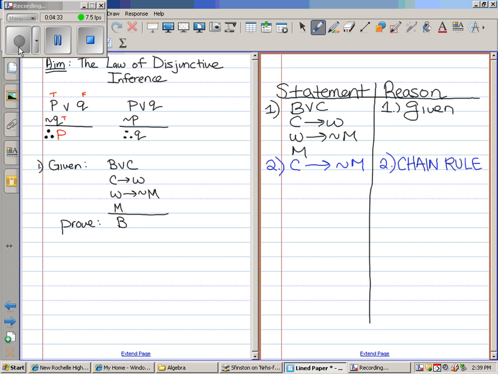So now that you condensed it down, you know M is true, which means not M is false, which means C is false, which means what is true? Not C, and that's a modus tollens type deal. My man modus tollens in the house. Modus tollens in the house. That's it.